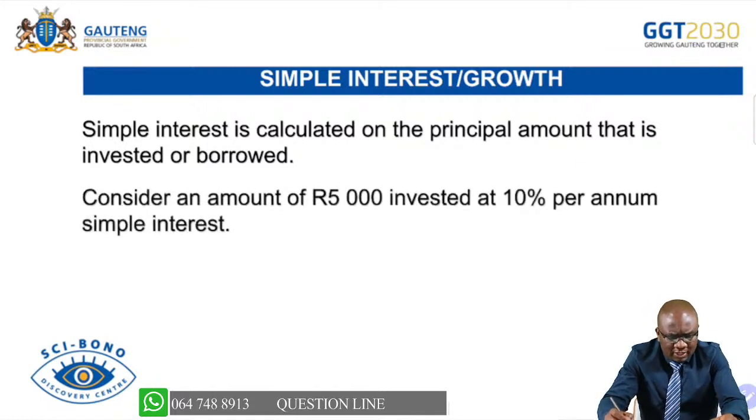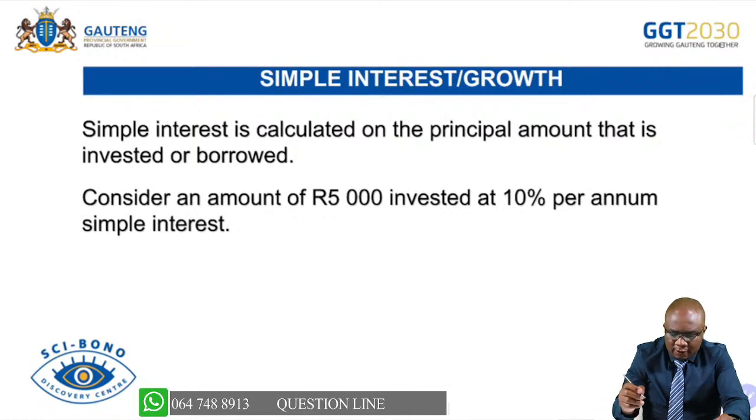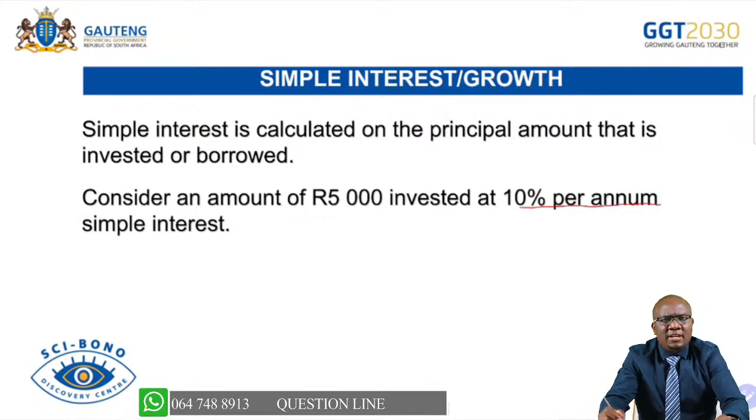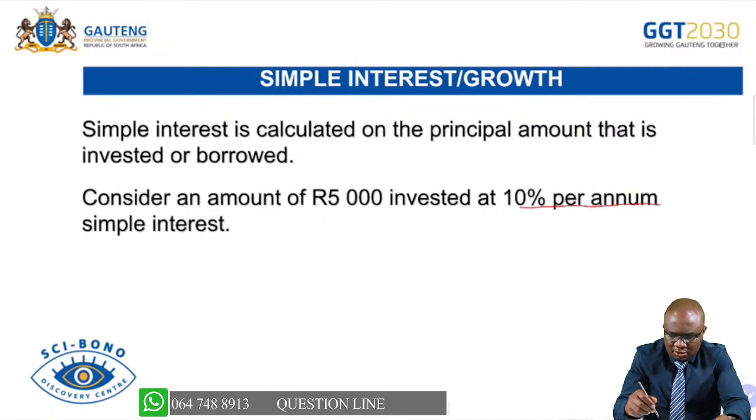Okay? Right. Consider an amount of 5,000 invested at 10% per annum simple interest. What does per annum mean? It means per year. So now 5,000 is invested at 10% per annum. It means every year you get 10%. Every year 10%. Okay. Simple interest is calculated on the principal amount.